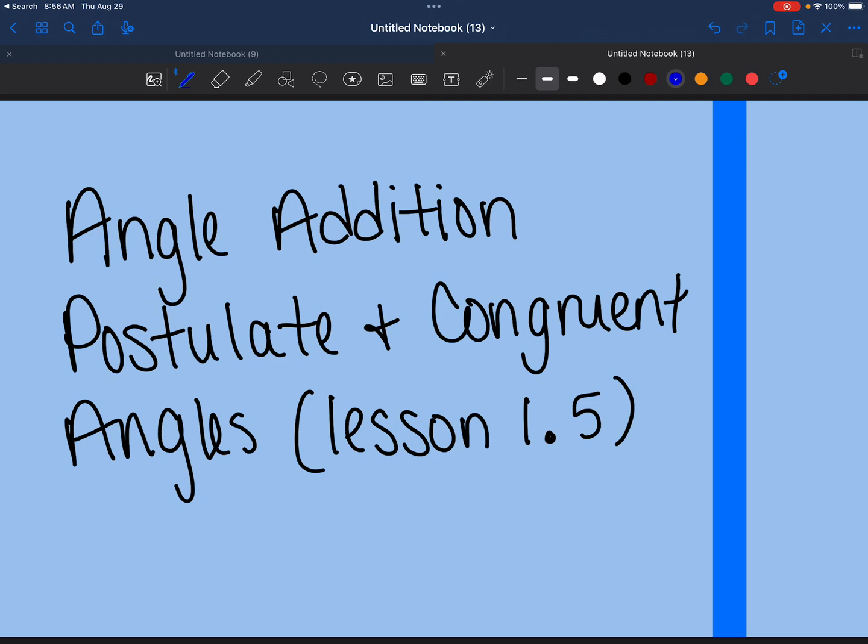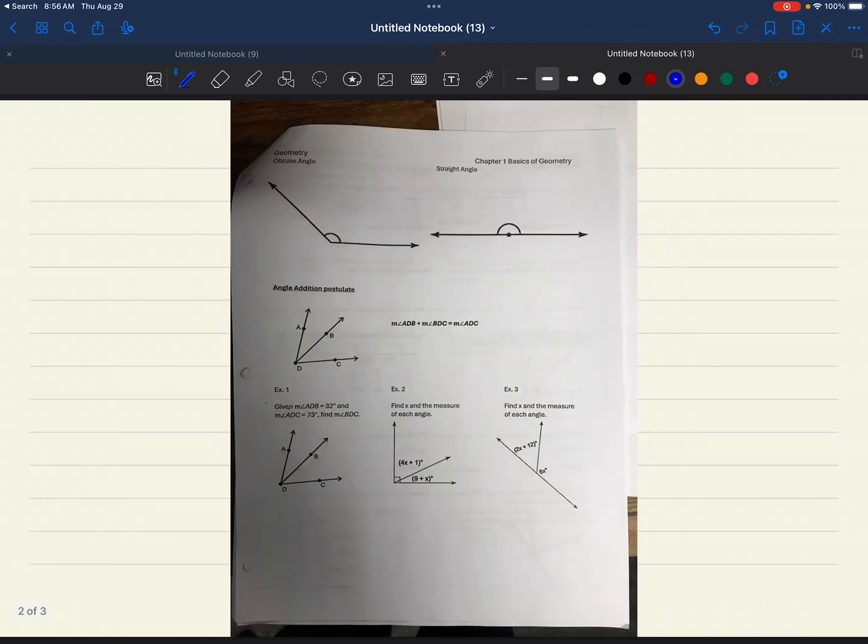Okay, today we're going to finish 1-5. Yesterday we talked about how to name angles, how to measure angles, those types of things. Today we're going to use the angle addition postulate, which is talking about when we add two angles together, how we can solve, and then also congruent angles.